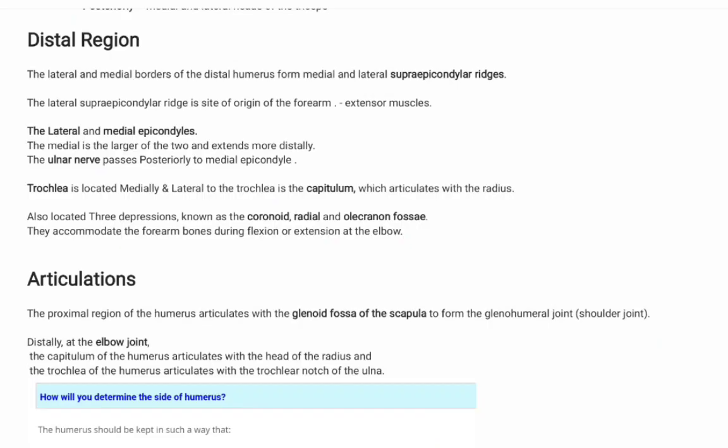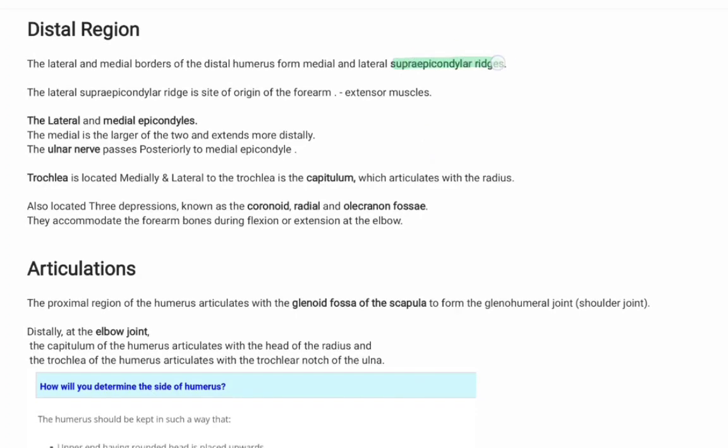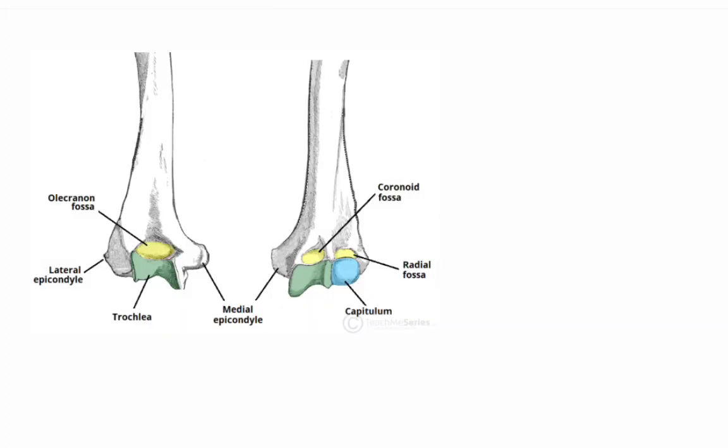Now, lateral to this, on the distal end, the supraepicondylar ridge is found, and there are two epicondyles, one on the medial and one on the lateral side. The medial epicondyle is a little bit larger and more extended, and the lateral epicondyle is rougher than the medial one.